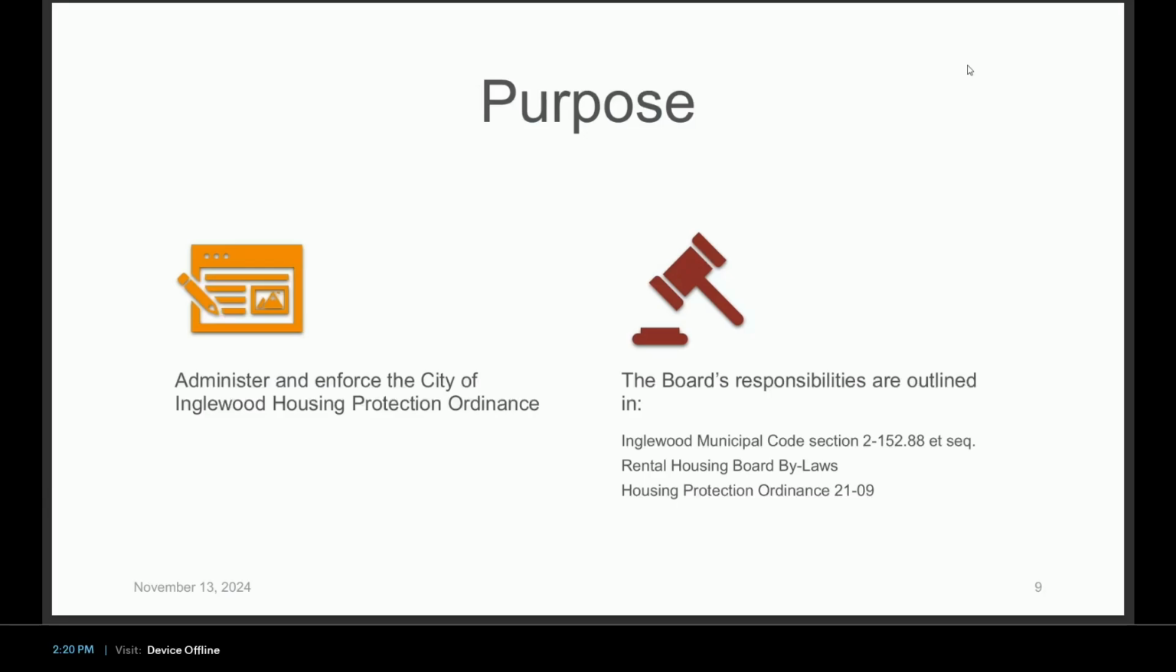So the purpose, as we stated before, is that we are really laying out the administration and the enforcement of the City of Inglewood Housing Protection Ordinance, which provides protections to all of the residents of the city. The board's responsibilities are outlined in the following documents: the Inglewood Municipal Code, the Rental Housing Board bylaws, which you all will be voting on today, and the Housing Protection Ordinance itself, which has specific details on your roles and responsibilities.